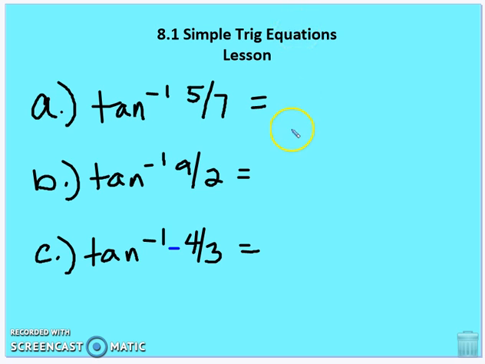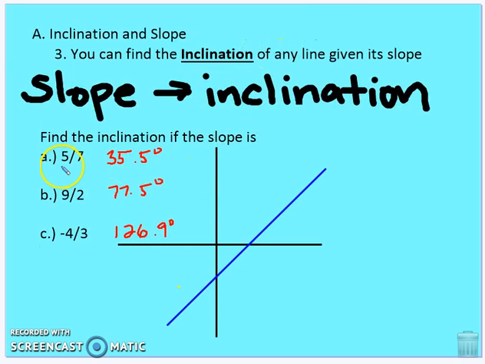All right, so in order to find these values, you're going to take the inverse tangent of the different slopes, as I've indicated here. And then you're going to come up with the answers in degrees: 35.5 degrees, 77.5 degrees, and 126.9 degrees. Now, I believe in your calculator, if you take the inverse tangent of negative 4/3, you'll end up with negative 53.1. But remember that inclination has to be a value between 0 and 180 degrees.